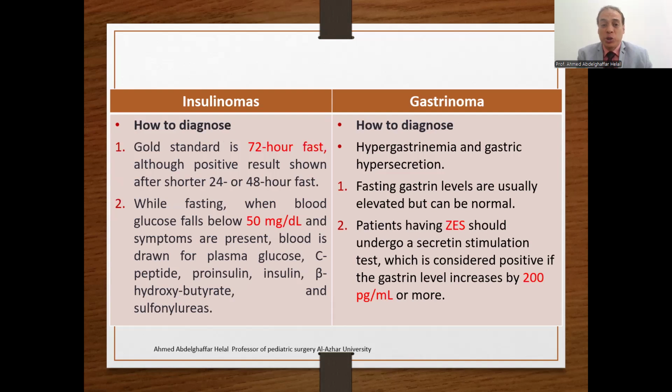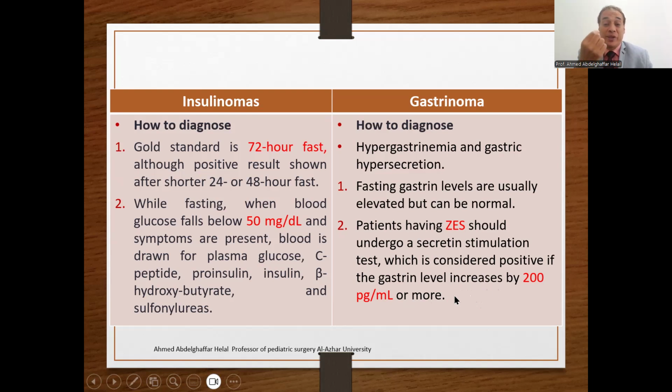Insulinoma is diagnosed with a 72-hour fast, although a positive result may come with a shorter time. When fasting, we can diagnose when the blood glucose level falls below 50 and symptoms are present. Blood is drawn for plasma glucose level, C-peptide, to ensure that this is endogenous insulin, not exogenous insulin, and also beta-hydroxybutyrate and sulfonylurea screening. How to diagnose gastrinoma? Fasting gastrin level is usually elevated, and a patient with Zollinger-Ellison syndrome should undergo a secretin stimulation test, which is considered positive if the gastrin level increases.